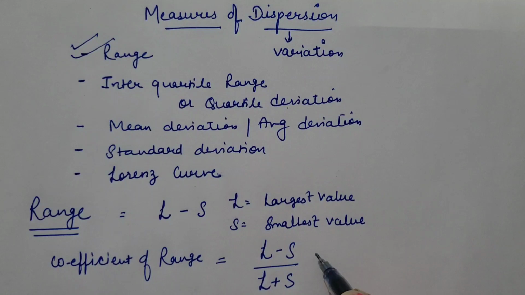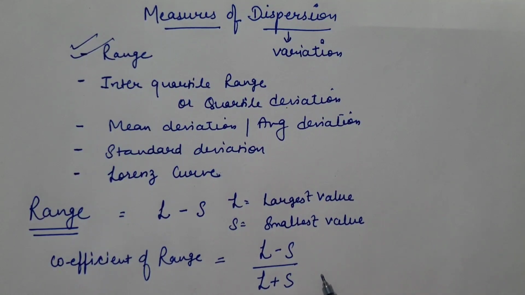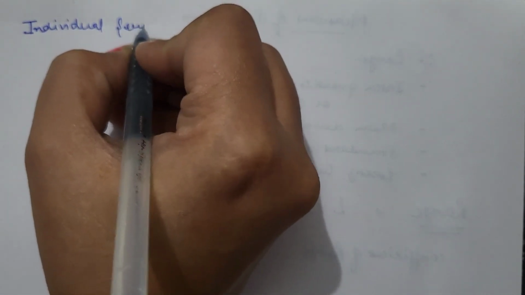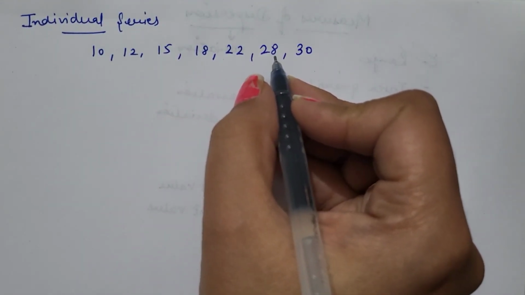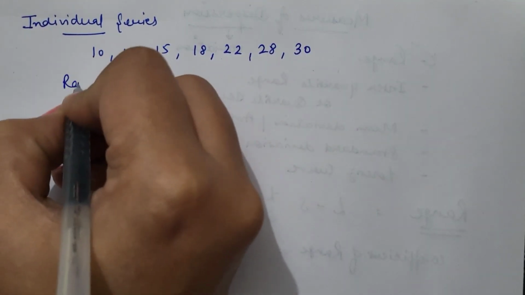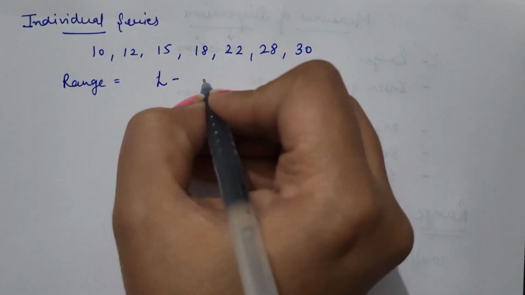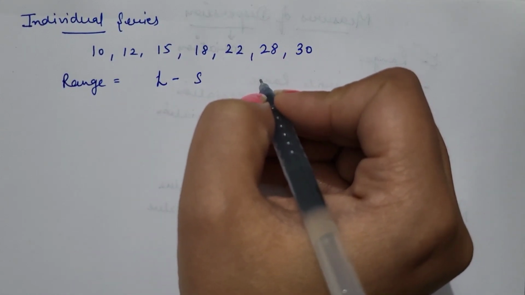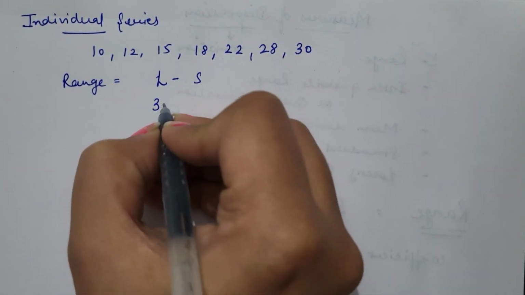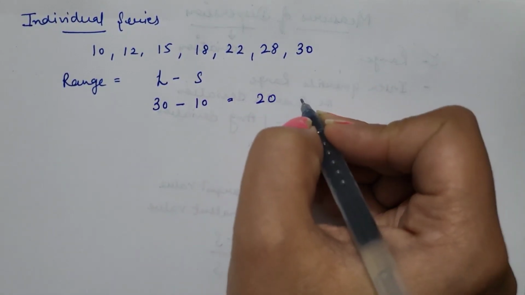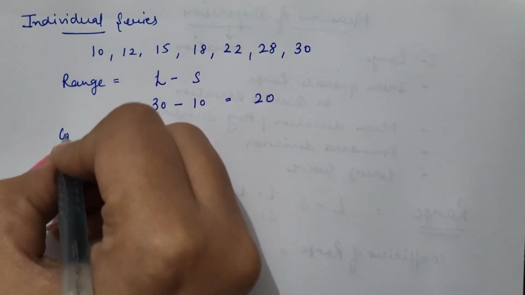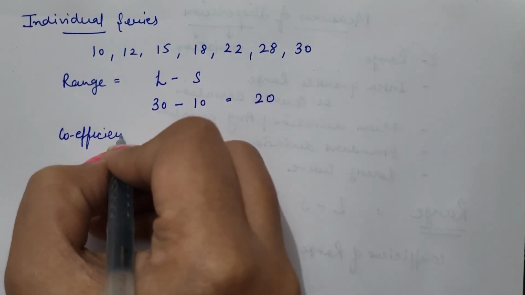With the help of example, I will clarify the concept in all the three series. So first of all, in individual series, let's take an example. So these are the items in individual series. So for calculation of range, formula is largest item minus smallest item. Here largest item is 30, whereas smallest item is 10. So range is 20.